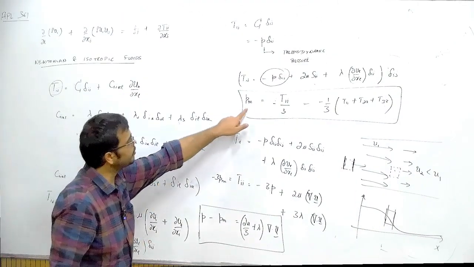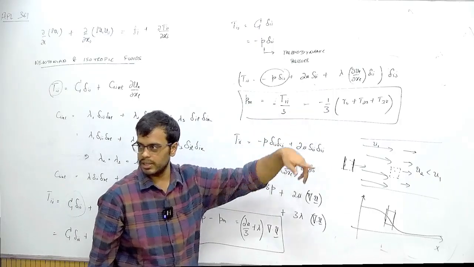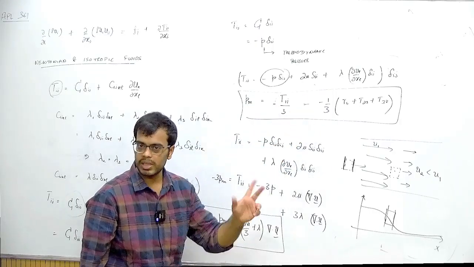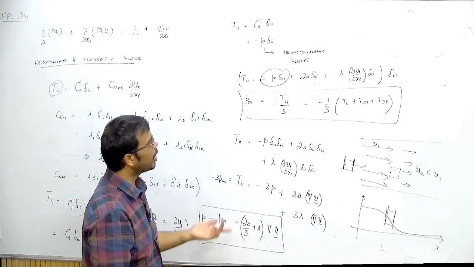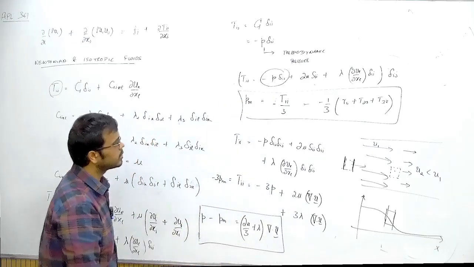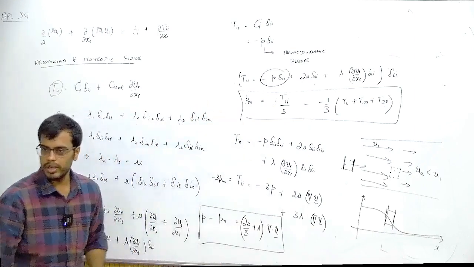Because that's how I defined Pm is Tii by 3. So, I need to take a contraction over ij. The contraction means I need to replace j with i. Yes, do that, you'll get the same expression. I just wanted to explain how you get that. Perfectly fine with that.